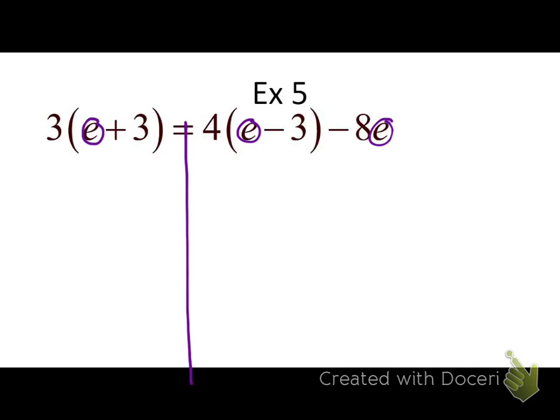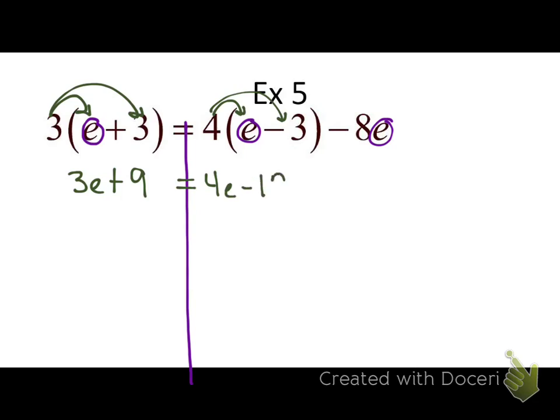So our first step is to do what? Distribute. Okay? So what do I have? 3E plus 9. Nice. Now, again, if I can distribute on my left, I'm going to go ahead and see if I can distribute on my right. Can I? Yeah. Okay, let's do that. 4E. And then what do I need to remember to bring down? Oh, your negative 8.